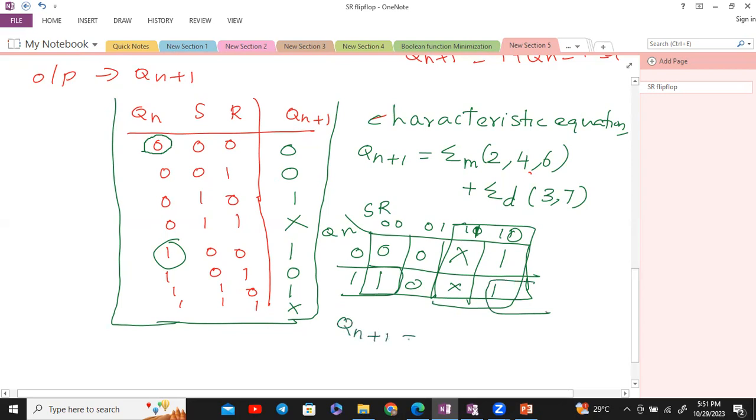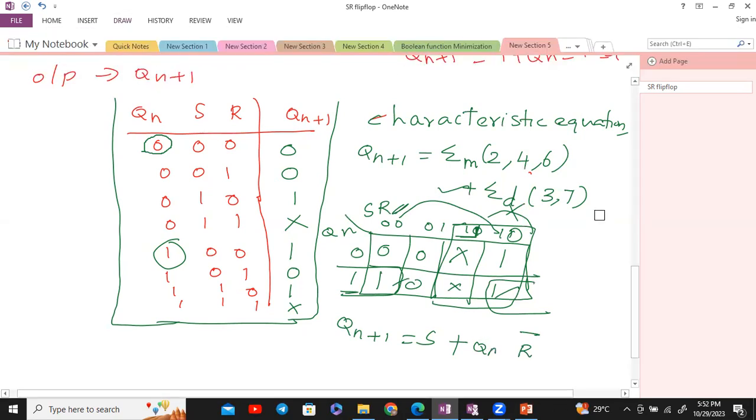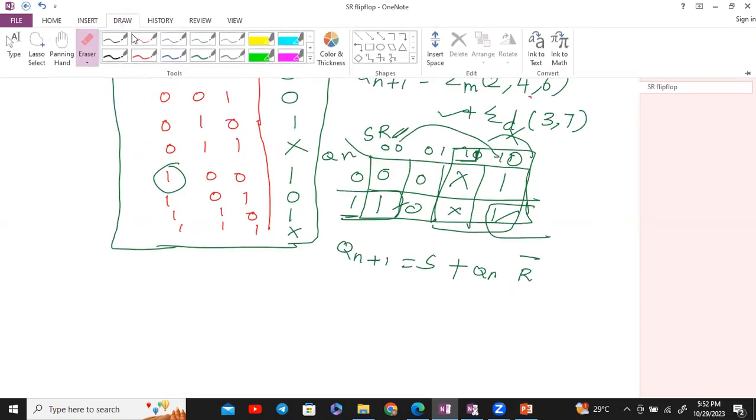What is your next state equation using the K map? For the 4 grouping, you will be getting only S, because these 0, 1 get complemented, and here this 1 and 0 get complemented. You will be having this 1, which corresponds to S. Then plus, this one corresponds to Qn. And corresponding to this, you will be getting this column and this column, so these 2 will be there. What does this correspond to? R bar. Sorry, Qn R bar. This is 1, right? So this is your characteristic equation.